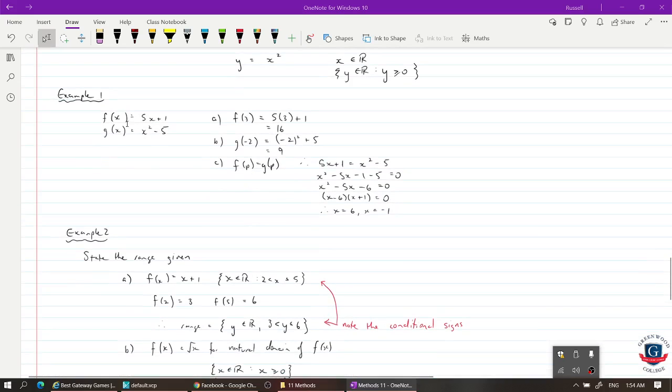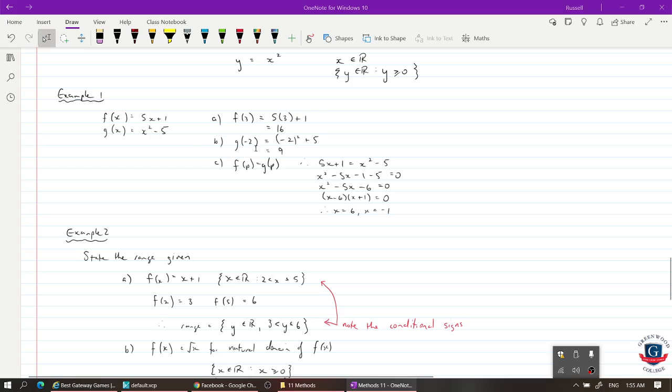So here's example 1. Let's do some substituting of values. It's first asking us what's f of 3 given f of x equals 5x plus 1. Substitute 3 into the equation. 5 times 3 plus 1 will give us 16.